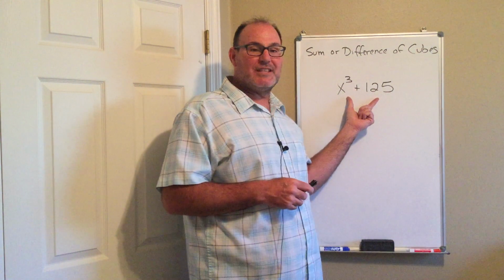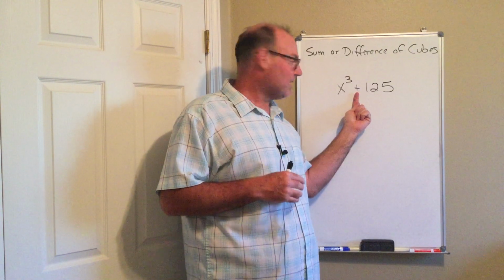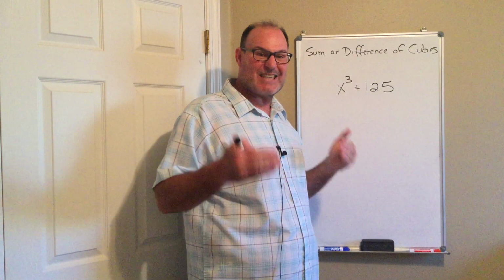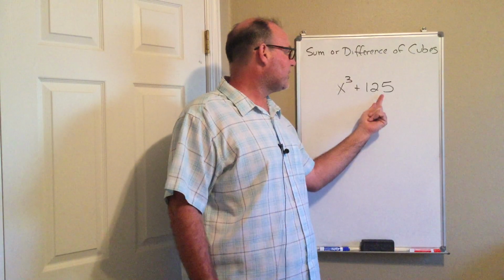This binomial is an example of what's called a sum. Sum means addition. A sum of cubes. Cubes are things that are the same factor times itself 3 times. X cubed is x times x times x. 125 is 5 times 5 times 5.